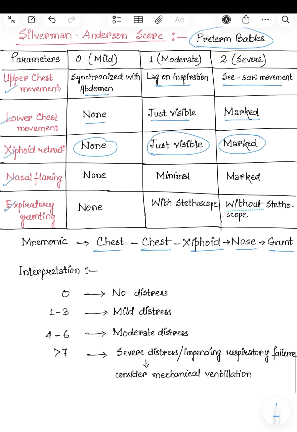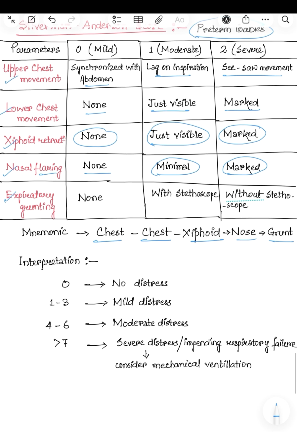Then next is nasal flaring. If no nasal flaring, then the score is 0. If minimal nasal flaring, the score is 1. If marked nasal flaring, then the score will be 2. Next is expiratory grunting. If no grunting is there, the score is 0. If the grunting is audible with the stethoscope, then the score is 1. If the grunting is audible without stethoscope, that is by naked ear, then the score will be 2.